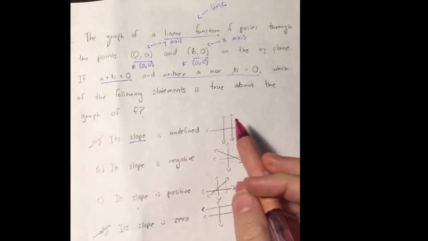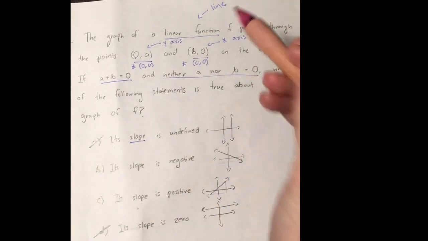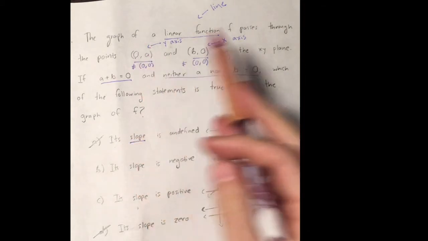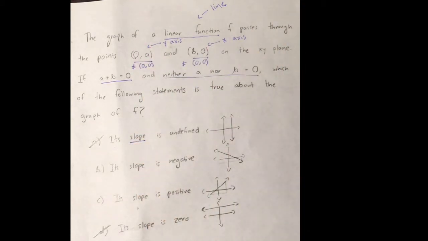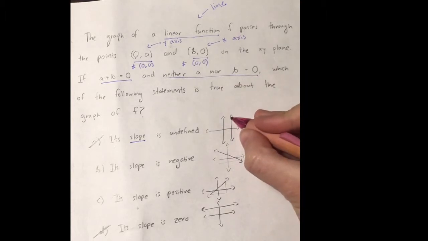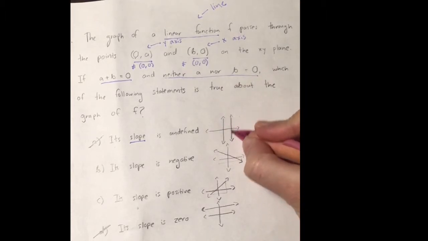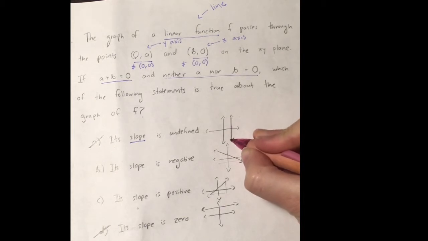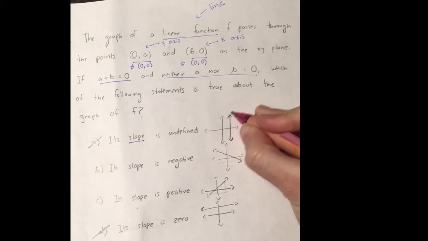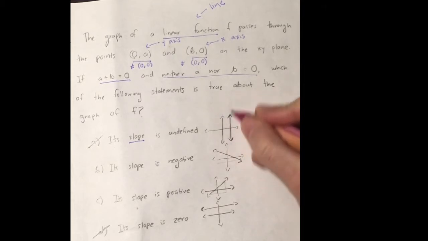And I eliminated A because the one thing we know about f is that it has to go through the y and the x-axis somewhere other than (0, 0). And if I look at this line with an undefined slope, it's vertical. And it's never going to pass through the y-axis. It's just going to go parallel to it forever.